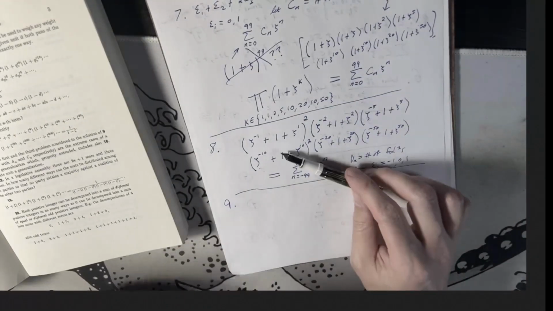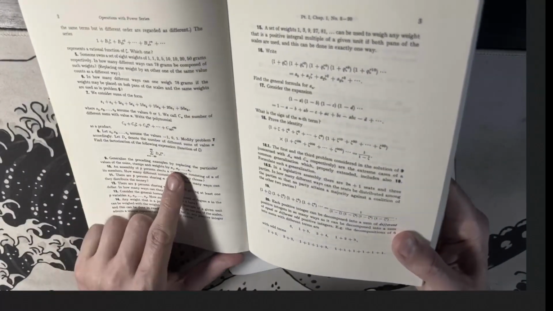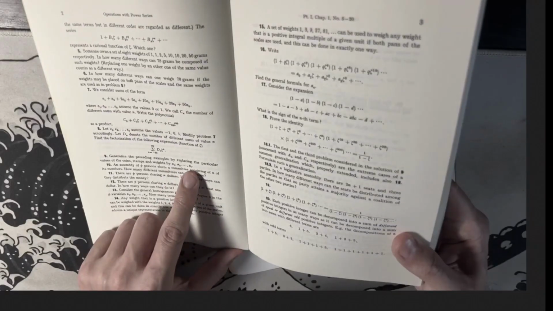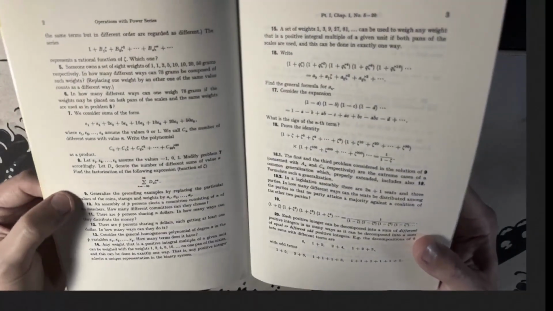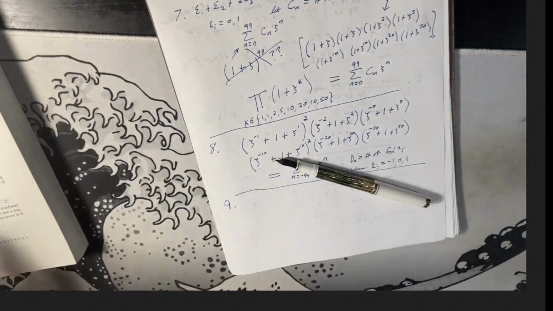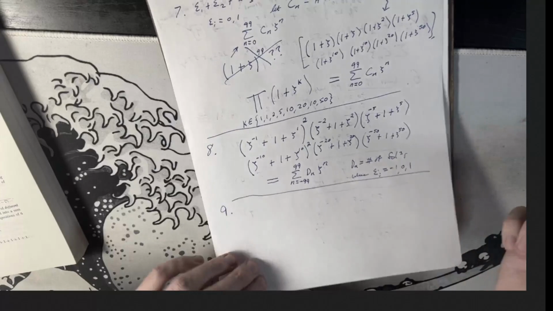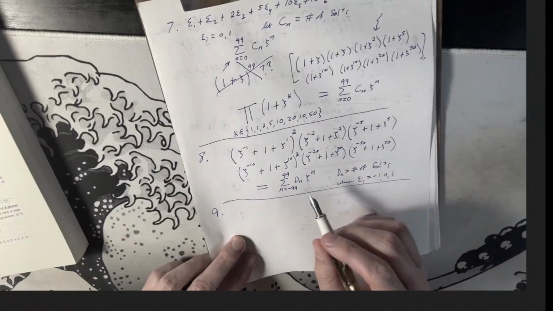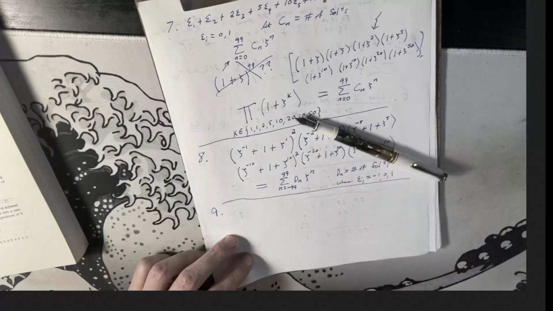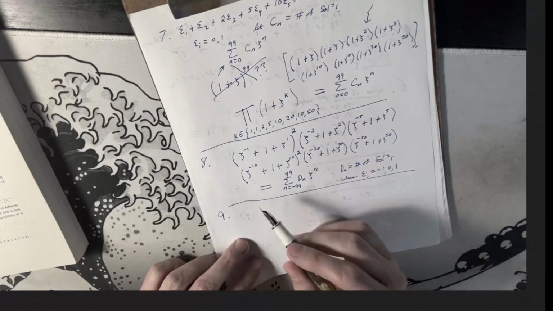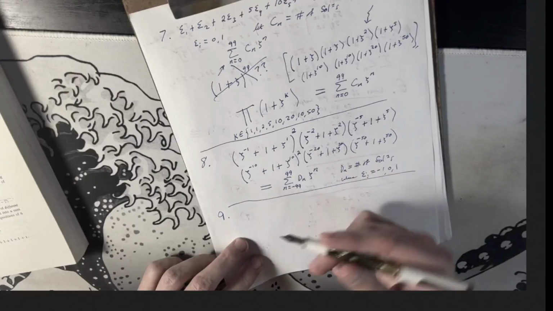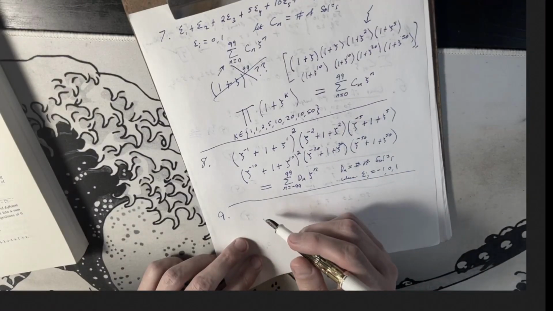Oof, this next one, I don't think I'm going to like it very much. It says generalize the preceding example, replacing the coins, the stamps, or the weights by just values, A1 through AL. So number 9 says generalize the preceding examples. I'm not a big fan. I mean, we already know what to do, right? Like, this is not a very interesting question. I wonder what he wants us to say here.